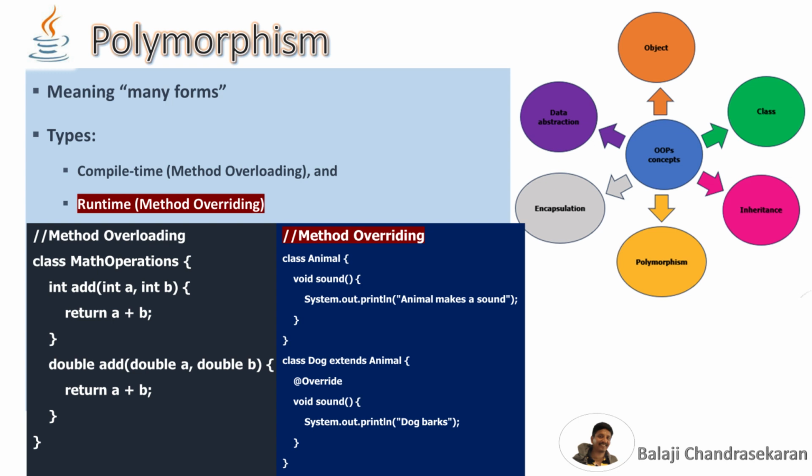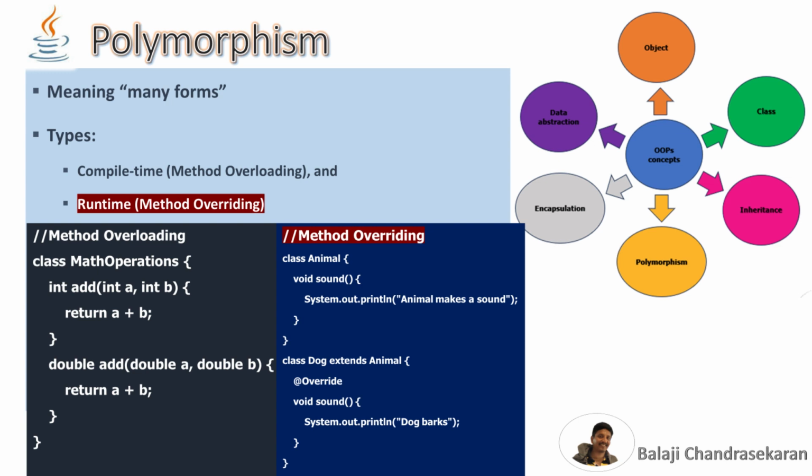The Dog class extends Animal and overrides the sound method. This method prints a specific message indicating that a dog barks. When the sound method of the Animal object is called, the sound method of the Animal class is executed. When the sound method of the Dog object is called, the sound method of the Dog class is executed. Method overriding is resolved at runtime.